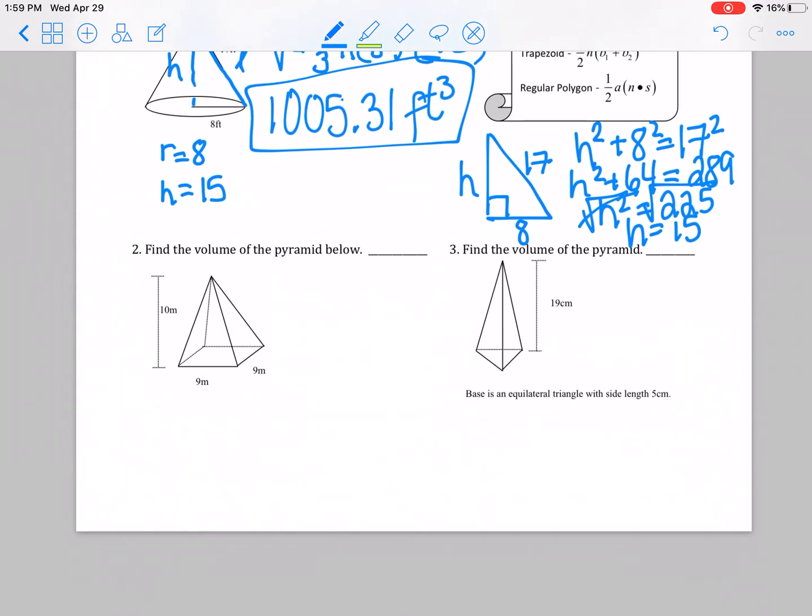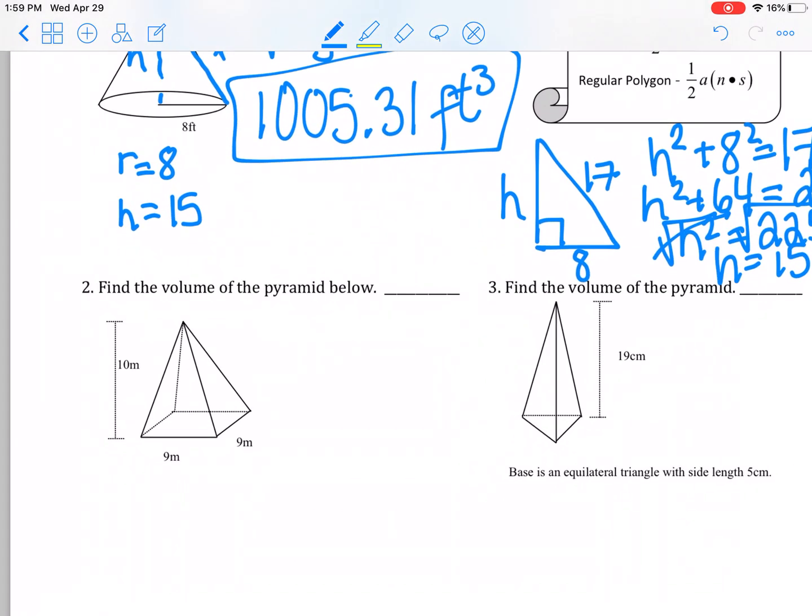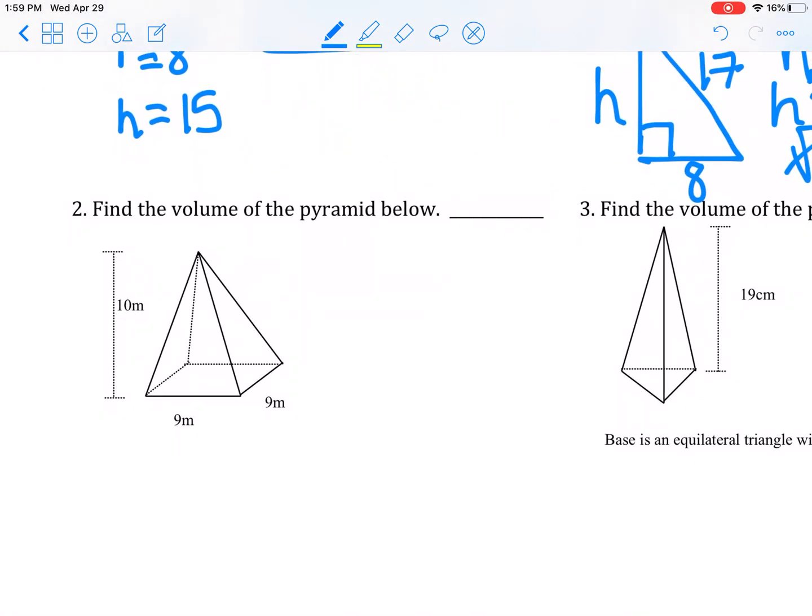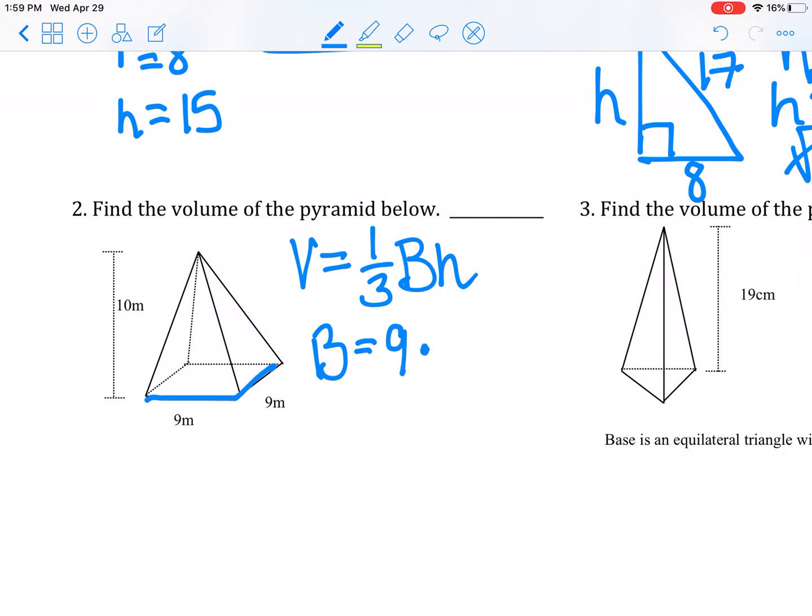On to the next problem. We have a pyramid. So we're going to rewrite our volume formula, 1/3 area of the base times the height. If you would like to try it on your own, pause the video here. Otherwise, let's go ahead and solve for that area of the base. Well, our base is a square. So we just have to do 9 times 9, and that gives us 81.